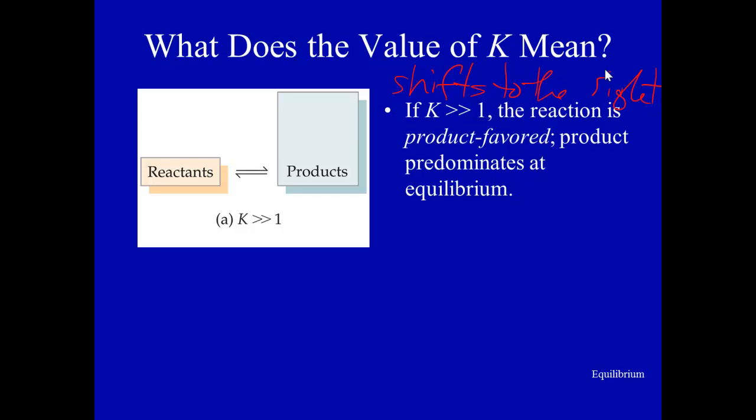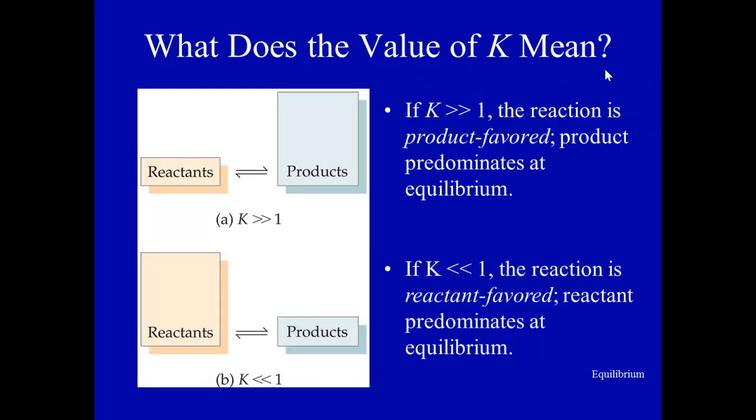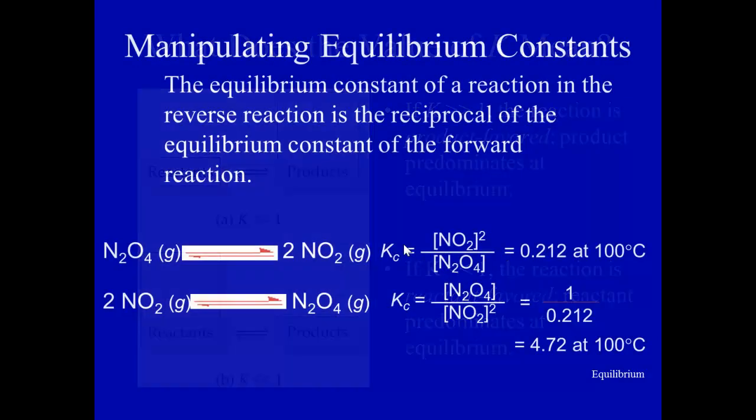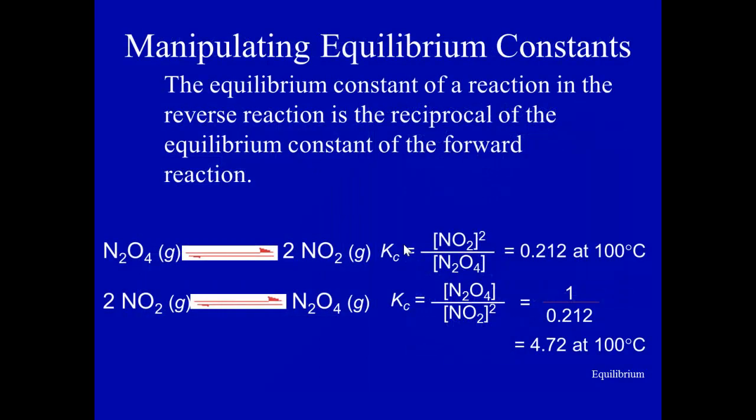Okay. If K is less than 1, the reaction is reactant favored, and you're going to have more reactants at equilibrium. Okay. And again, we will say for this one, it'll shift to the left. All right. For K being less than 1. And so K is greater than 1, K is less than 1. And then, of course, if K is 0, the system will not shift. It is currently at equilibrium. And we'll see that when we start to calculate.